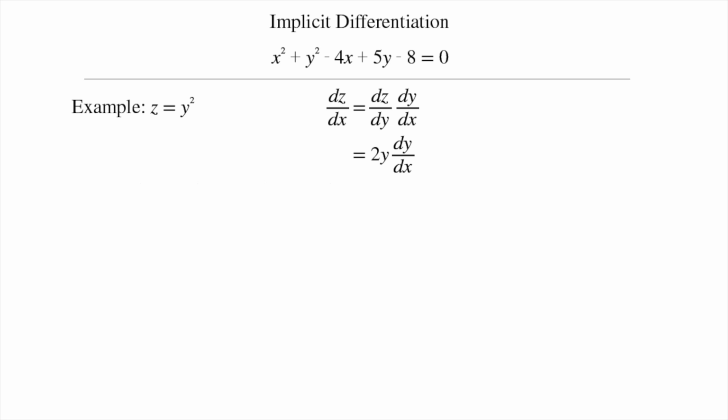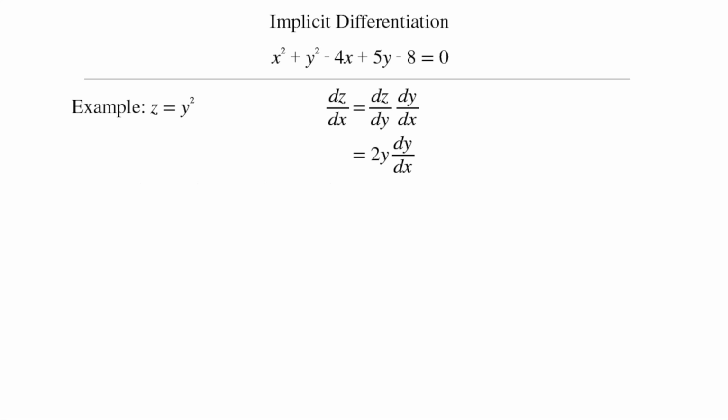So, we've managed to differentiate y squared with respect to x. We differentiate the y squared part using the usual power rule, and then we multiply it by the derivative of y with respect to x, which we just leave written as dy by dx, since we don't know what this derivative is. Could we apply this technique to the function at the top?